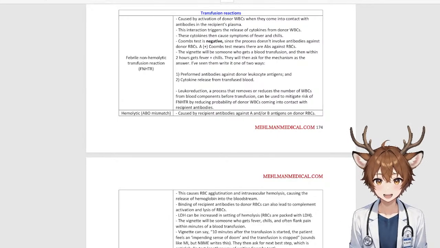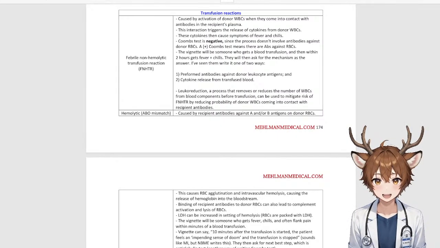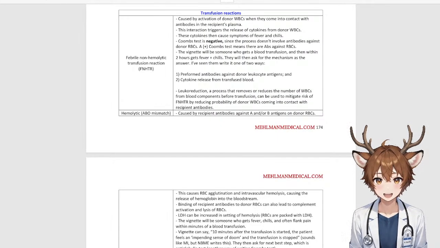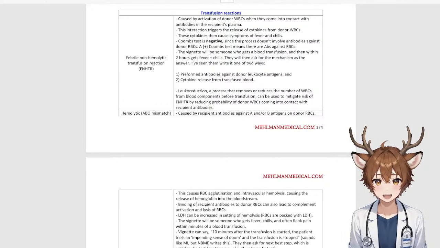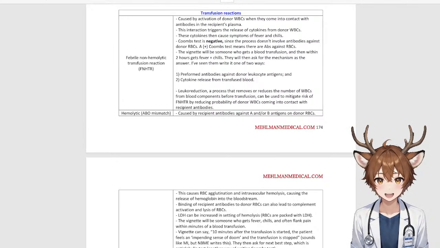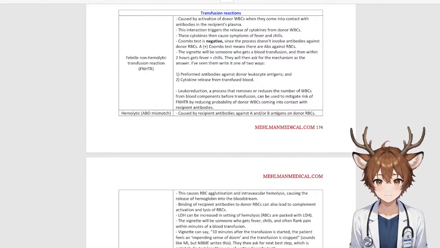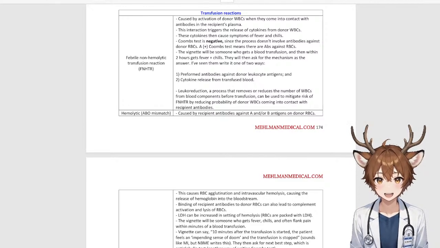The vignette will be someone who gets a blood transfusion and then within 2 hours gets fever and chills. They will then ask for the mechanism as the answer. I've seen them write it one of two ways: 1. Preformed antibodies against donor leukocyte antigens, and 2. Cytokine release from the transfused blood.